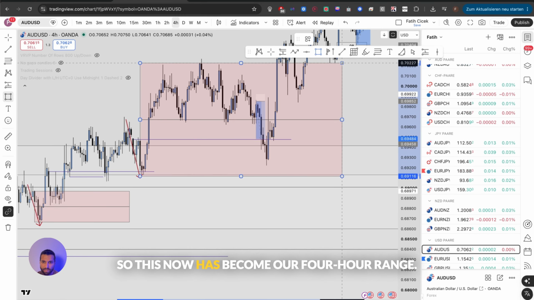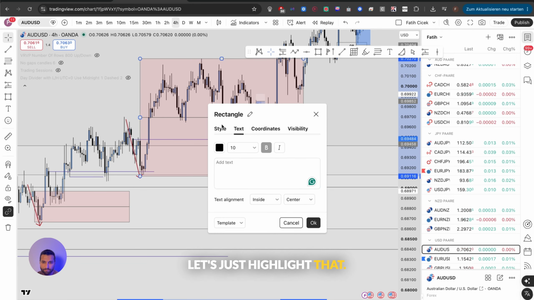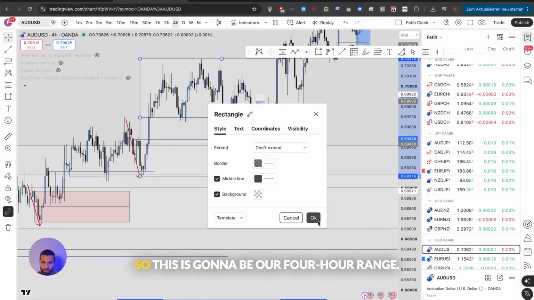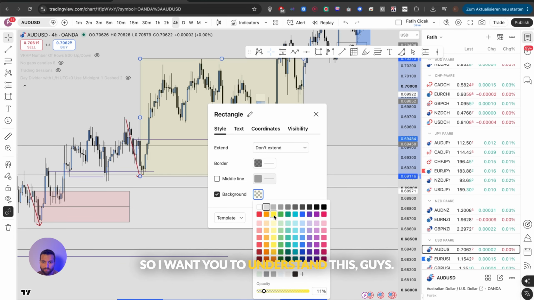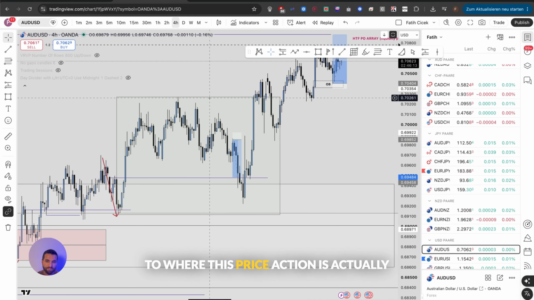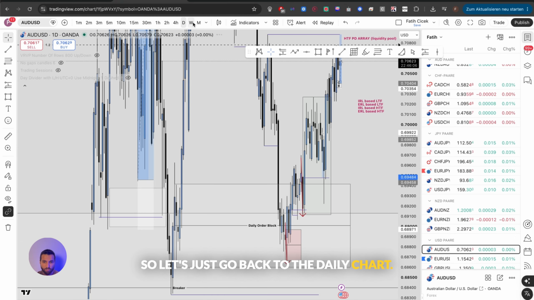So this now has become our 4-hour range. Let's highlight that, and I'm going to use white. This is going to be our 4-hour range. All right, I want you to understand this, guys. I want you to pay attention to where this price action is located in the higher time frame context. So let's go back to the daily chart.